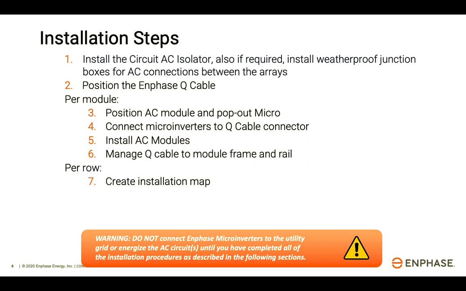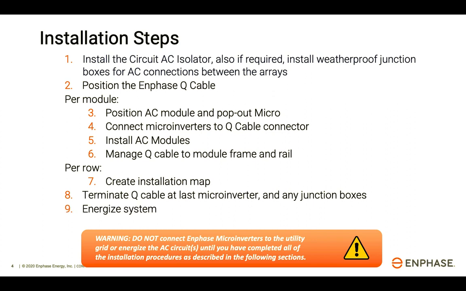Per row, create your installation map. Terminate Q cable at the last microinverter. And 9. Energize the system.